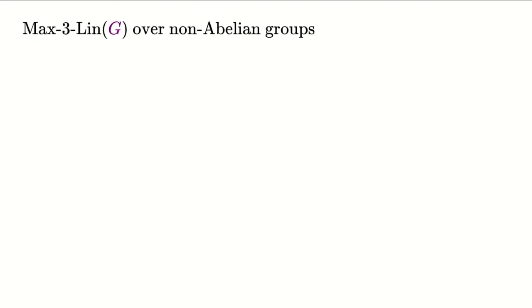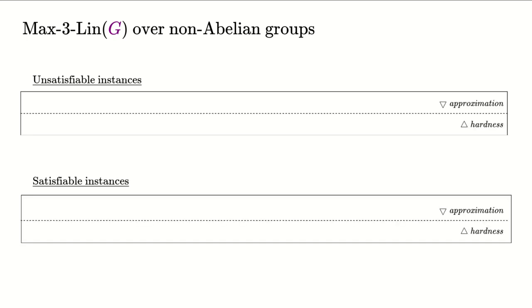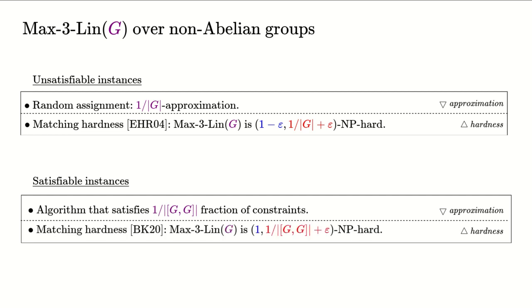Let us give an overview of Max-3-Lin over non-abelian groups on unsatisfiable and satisfiable instances, and in particular their approximation and hardness. For unsatisfiable instances, we have 1 divided by the size of G approximation given by considering random assignment, which is matched by a hardness result shown by Engebretsen, Holmerin, and Russell. For satisfiable instances, the approximability of the aforementioned algorithm is matched by a recent beautiful result of Bhangale and Khot.